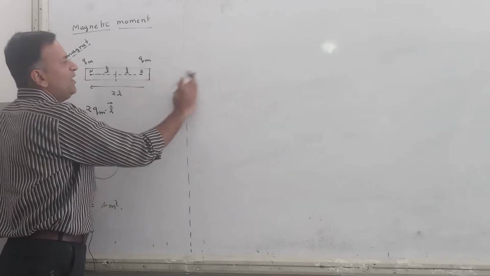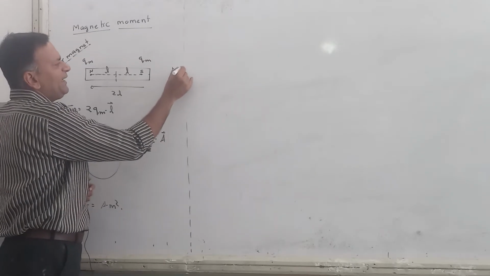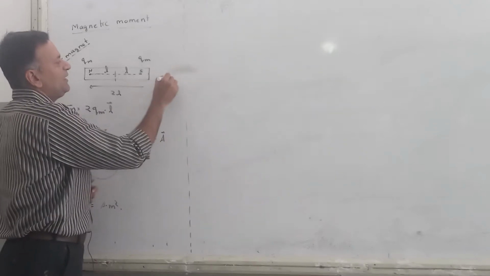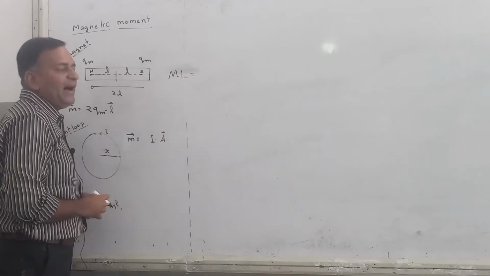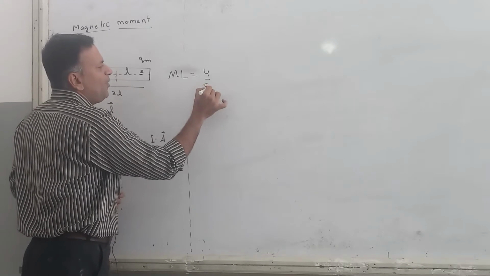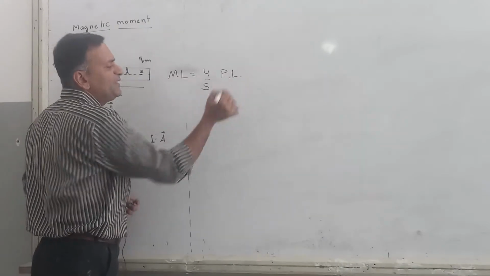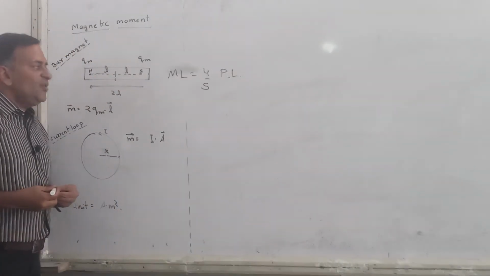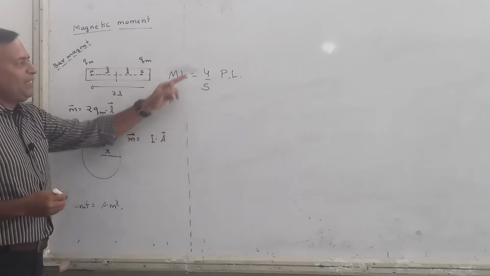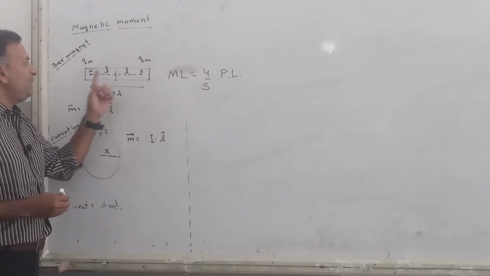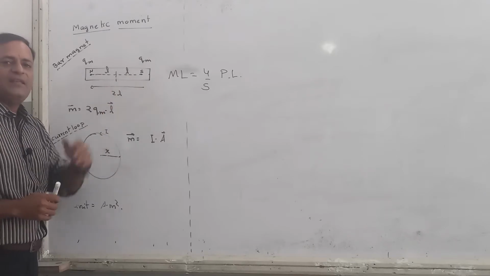So what is the formula? The formula is that the magnetic length of a bar magnet is 4/5 of its physical length. Okay, the physical length you can measure by the scale, multiplied with 4/5, and that will be the distance between north pole and south pole.